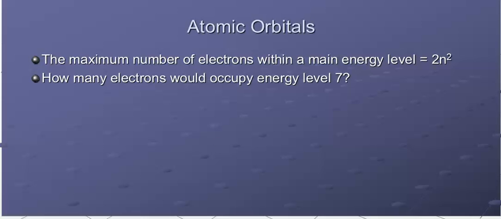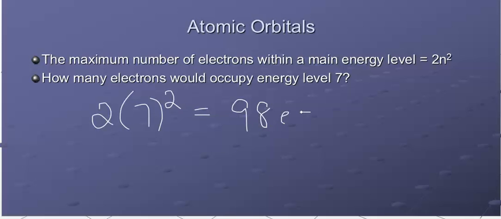The maximum number of electrons within a main energy shell is 2n squared. So if I want to determine how many electrons can possibly occupy energy level 7, I would do 2 times 7 squared. 49 times 2. So an energy level 7 can hold 98 electrons.